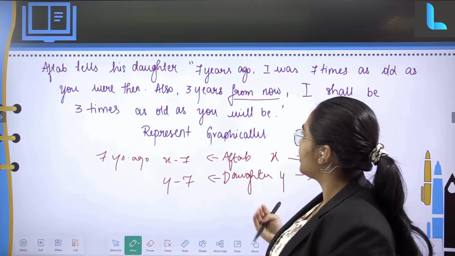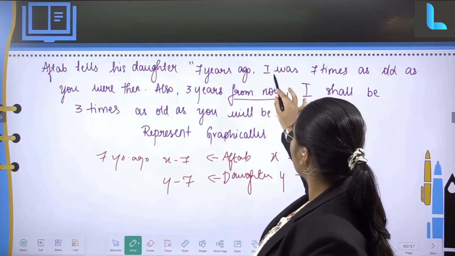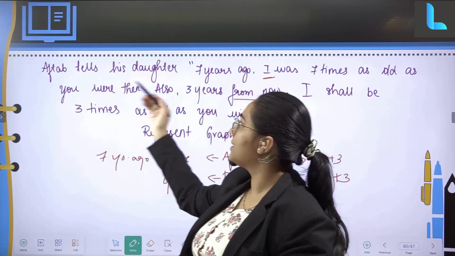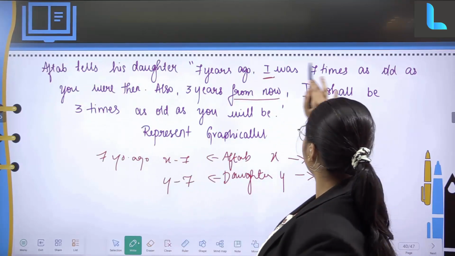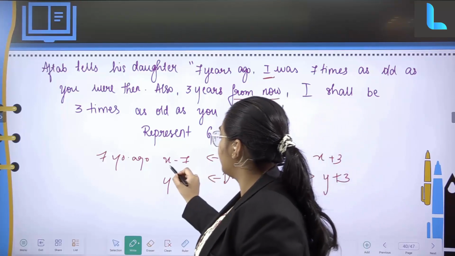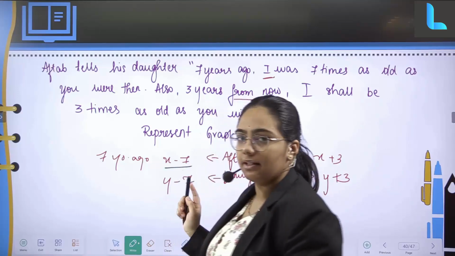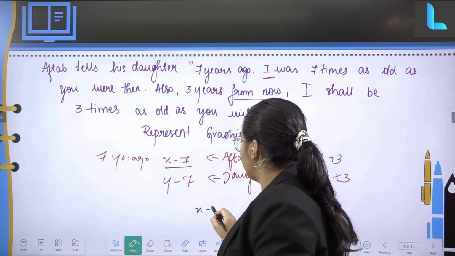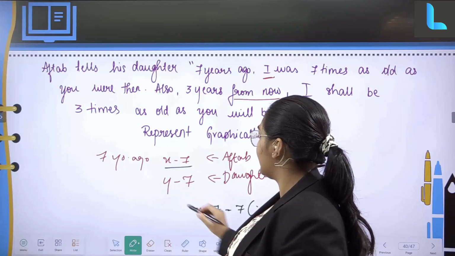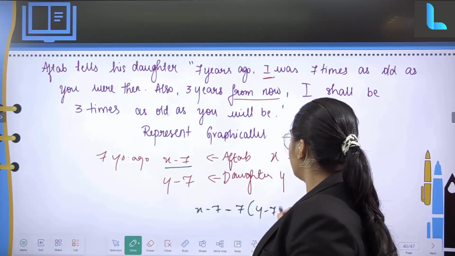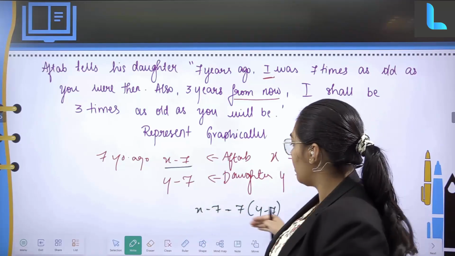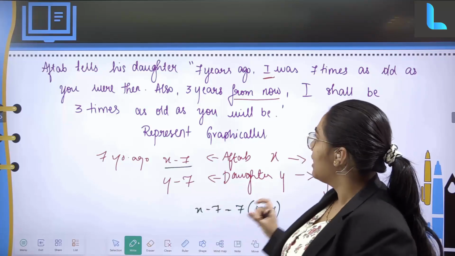Right. So what is the relation given now? 7 years ago I was, who is this I? I is Aftab, because Aftab is telling his daughter. So Aftab was 7 times as old as his daughter. That is x minus 7 is equal to 7 times his daughter's age, that is y minus 7. So first you have to solve this equation, and you will be getting one equation.